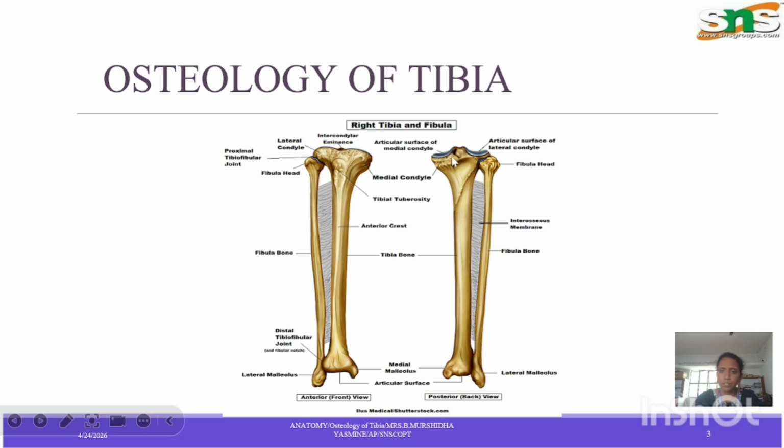And on the posterior surface, you can see this tibia bone. Similarly, here you have a medial malleolus, and below the medial malleolus is the articular surface. Here the talus bone will come and articulate.